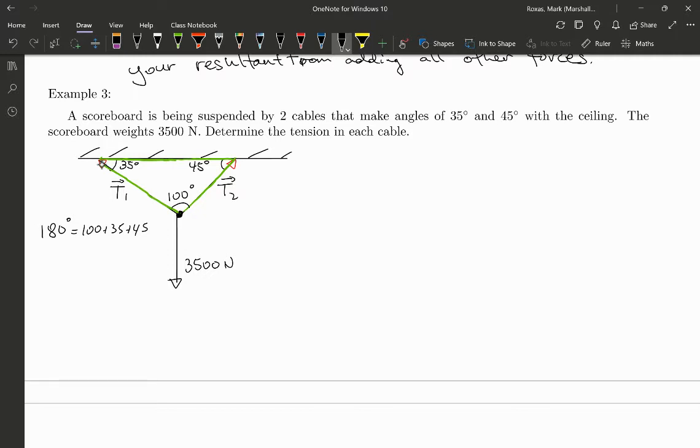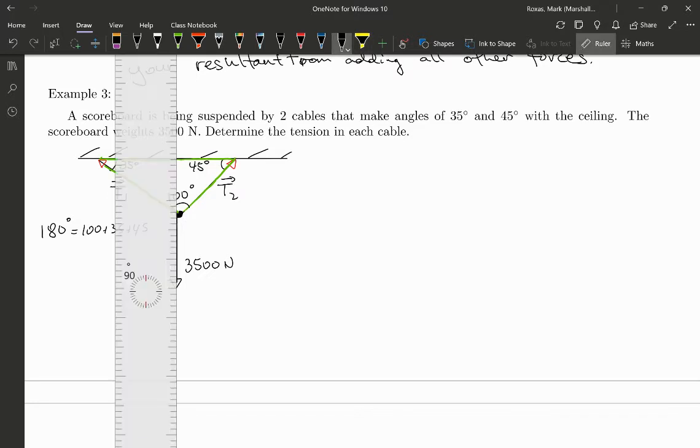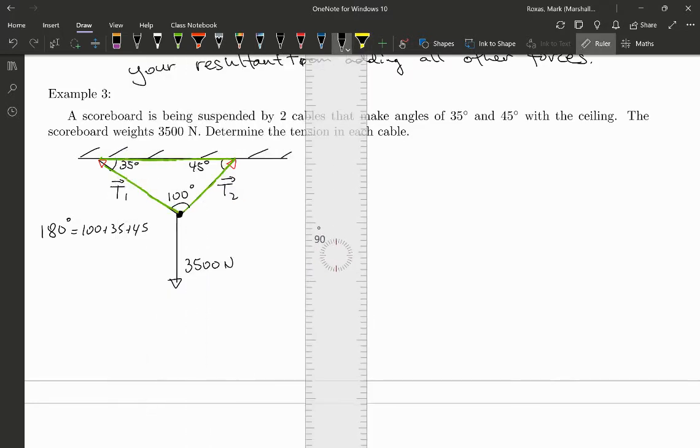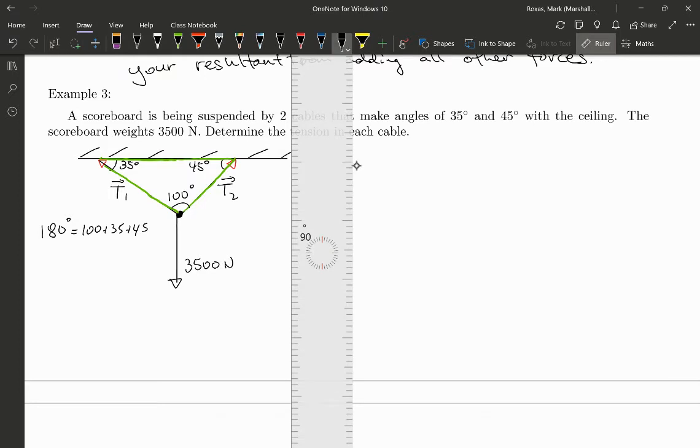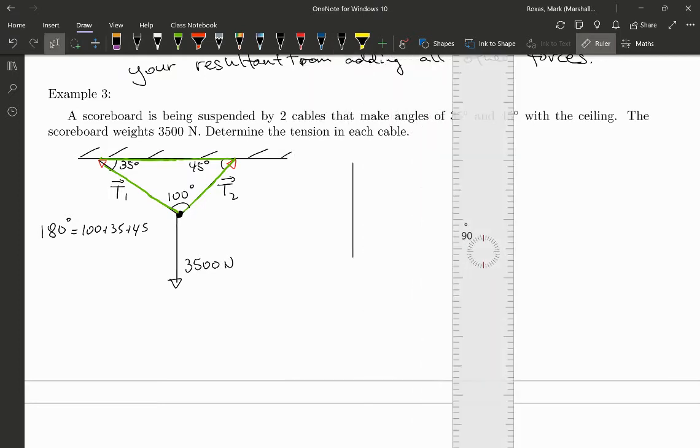They're all attached tail to tail at the very center of this scoreboard. So I'm going to redraw the diagram into a proper vector addition diagram. Now, as an equilibriant, remember, to find T1 and T2, I have to find what T1 and T2 both have to add up to: the opposite of 3,500 newtons. What are the forces that balance it out?